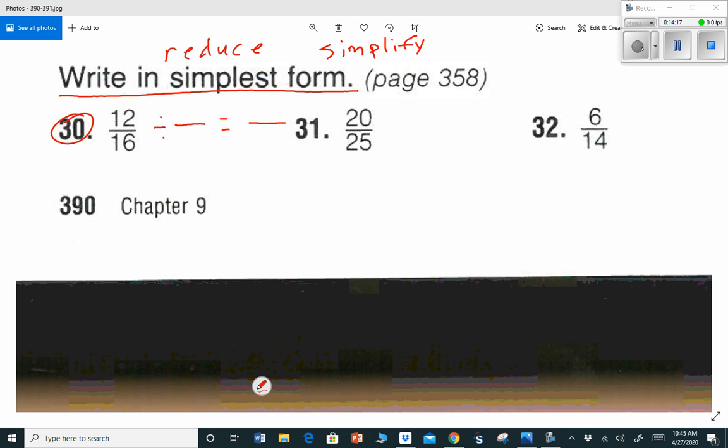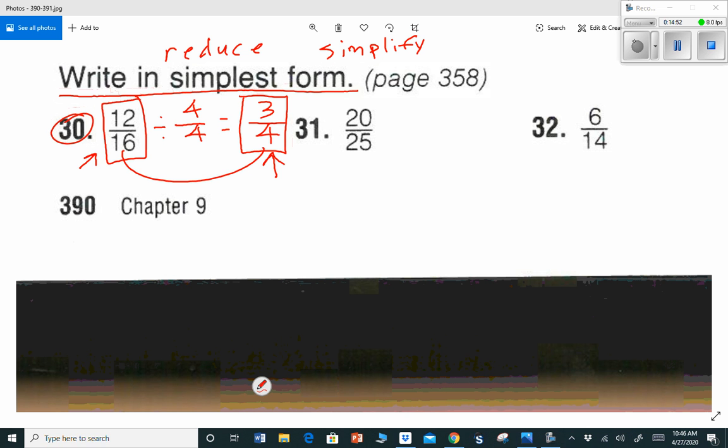Then you need to know what number is the biggest number. What's the GCF for 12 and 16? And for some of you, that might take a minute to figure out. You can divide that by 4 over 4. 12 divided by 4 is 3, and 16 divided by 4 is 4. So 12/16 and 3/4 are the same thing, but 3/4 is in simplest form. And they're always going to want you to do that with fractions. That's something you're going to have to learn.